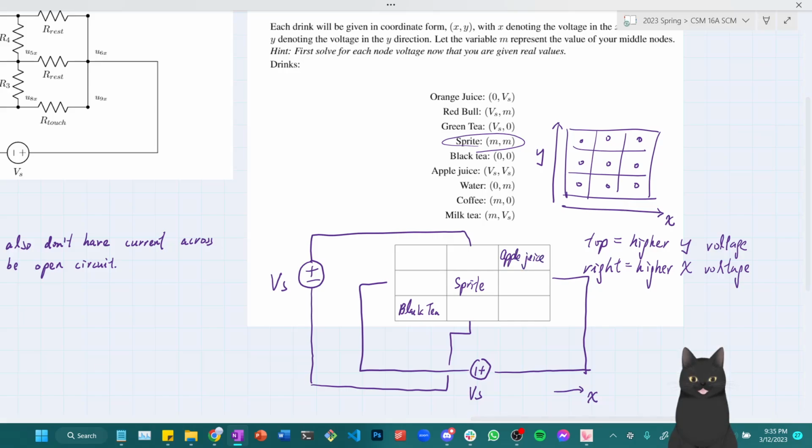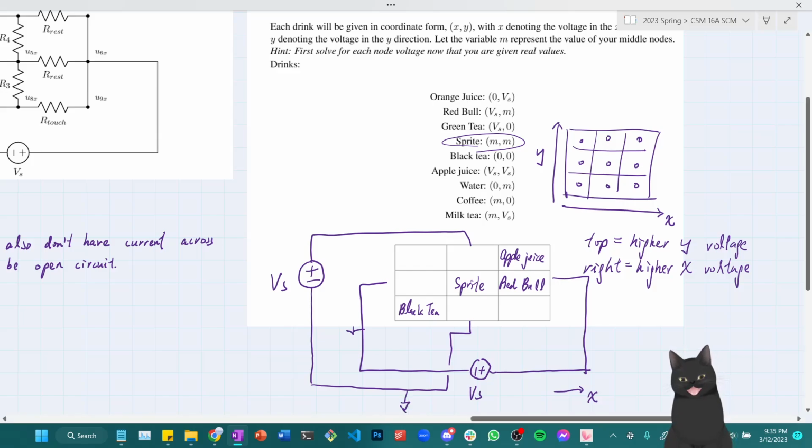Now let's fill downwards. This slot is where I have Vs for the x direction, and I'm at the middle node in terms of the vertical direction, so this should be Vs, m, which is the ripple. Following a very similar logic, this is where my x-coordinate voltage is Vs, as it is directly linked to the node of Vs, and I am also at the ground node for the y voltage. So this should be Vs, 0, which is the green T. And now we can fill in the rest of the cells with very similar logic.